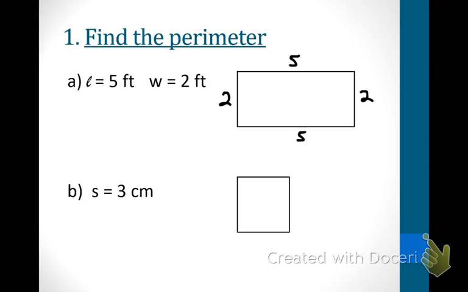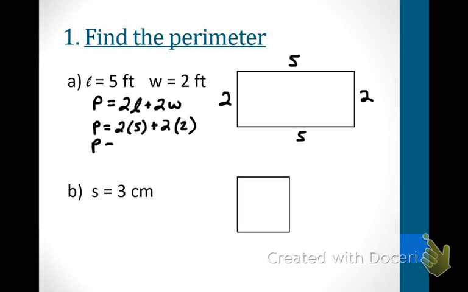So let's go ahead and start off with the formula. What is the formula for finding perimeter of a rectangle? What's the formula? Always start with the original formula. P equals 2L plus 2W. 2 times the length plus 2 times the width. Okay, now we'll do the plug-in part. Okay, so what are you plugging in? P equals 2 times 5 plus 2 times 2, because the width is 2.